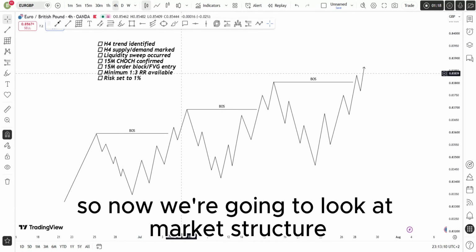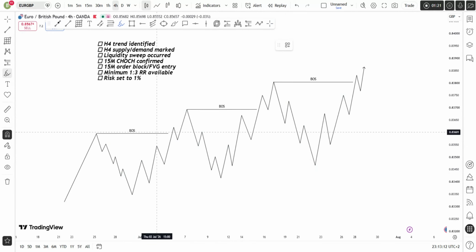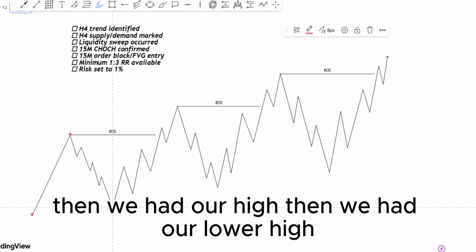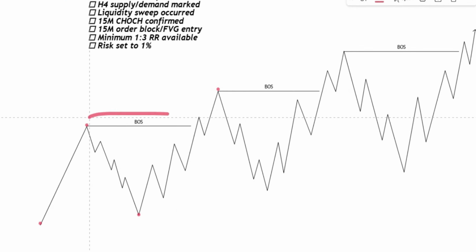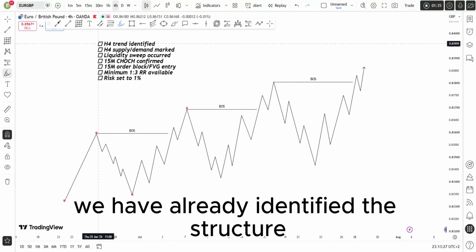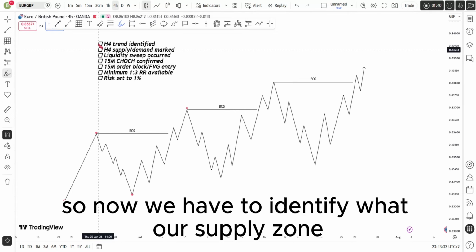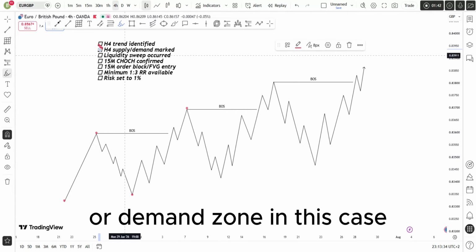So now we're going to look at market structure, and do not forget this is the 4 hours. So as you can see here, we have our low, then we had our high, then we had our lower high, then we had our higher high, of which this gives us a break of structure. We have already identified the structure. We know that we're in a bullish trend. So now we have to identify what our supply zone or demand zone in this case.